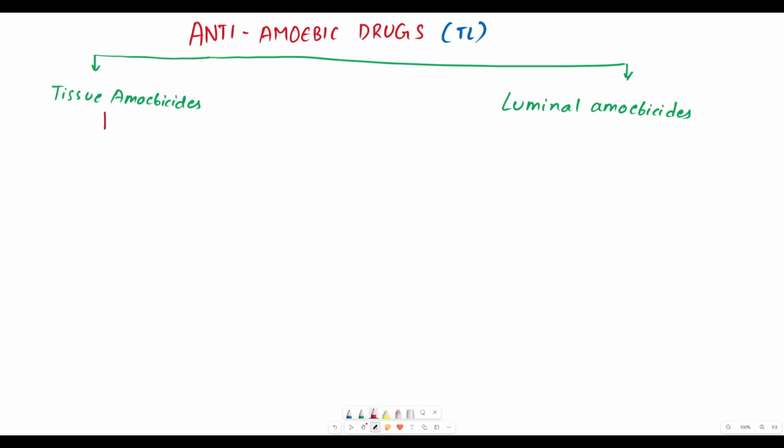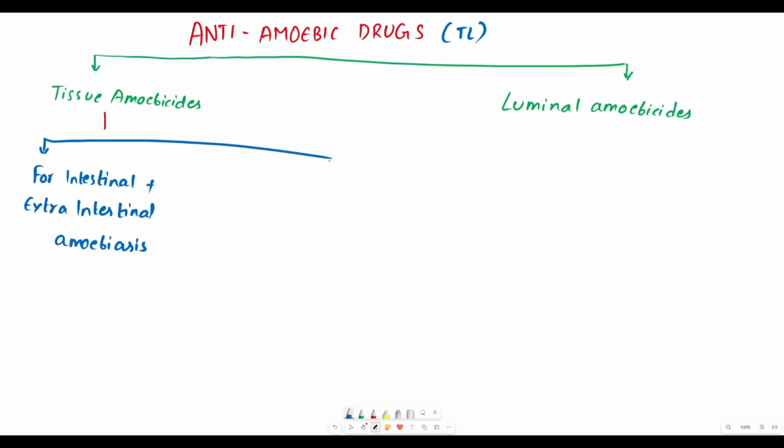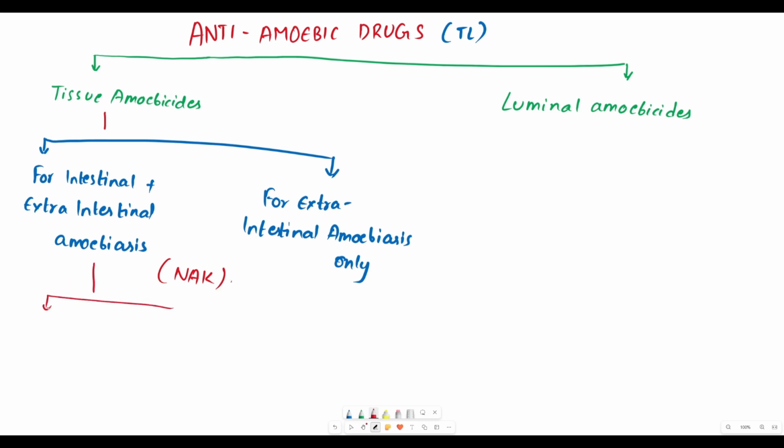So coming to the tissue amoebicides, they are further divided into two subclasses. One is for intestinal and extra-intestinal amoebiasis, and the other class is for only extra-intestinal amoebiasis. So here, just remember the trick as NAIC, where N means it is nitroimidazole.